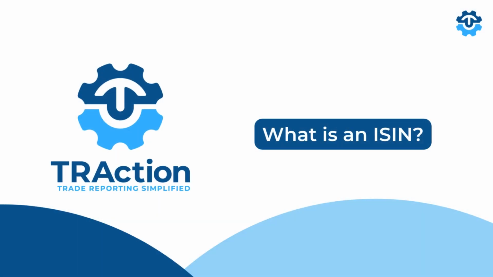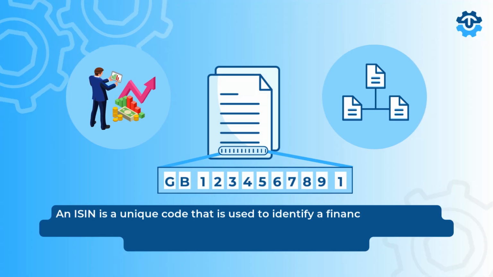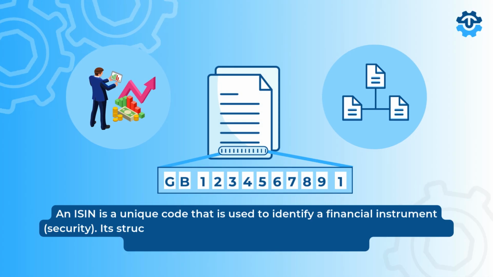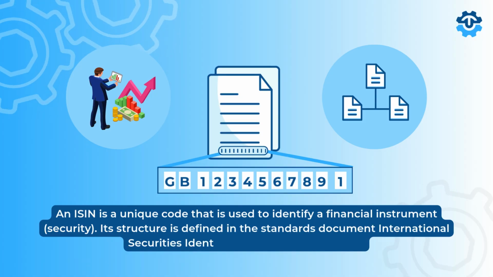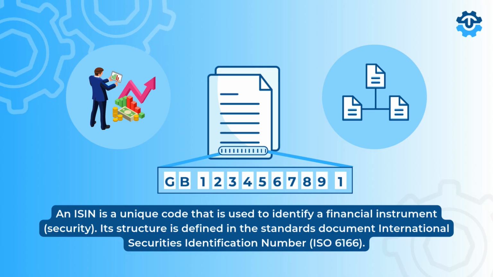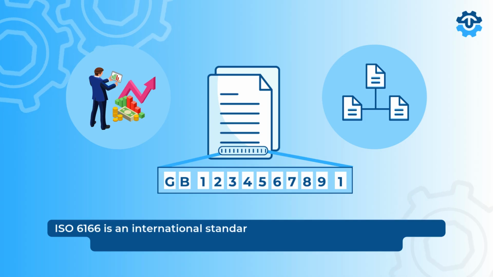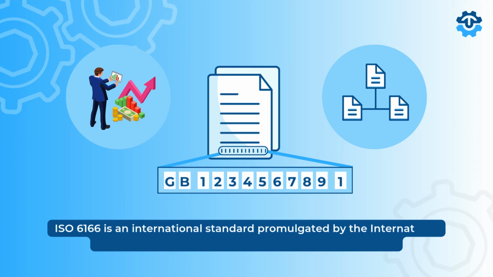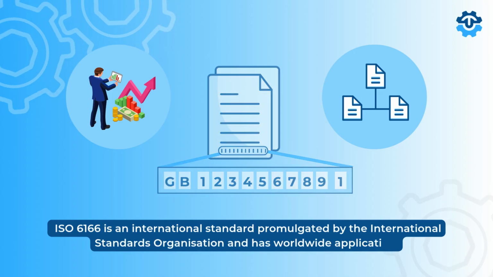What is an ISIN? An ISIN is a unique code that is used to identify a financial instrument, security. Its structure is defined in the standards document International Securities Identification Number, ISO 6166. ISO 6166 is an international standard promulgated by the International Standards Organization and has worldwide application.